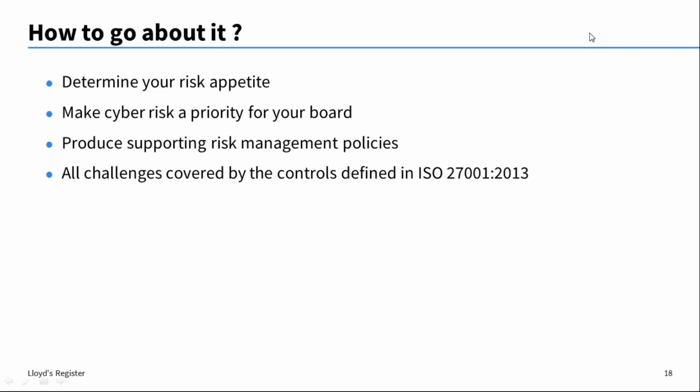So you need to determine your risk appetite. You need to make sure that cyber risk is a priority for your organization. Make sure it's discussed at board level. Get the involvement from the top down. Produce risk management policies and make sure that any control which is covered within 27001, which applies to you, is managed.